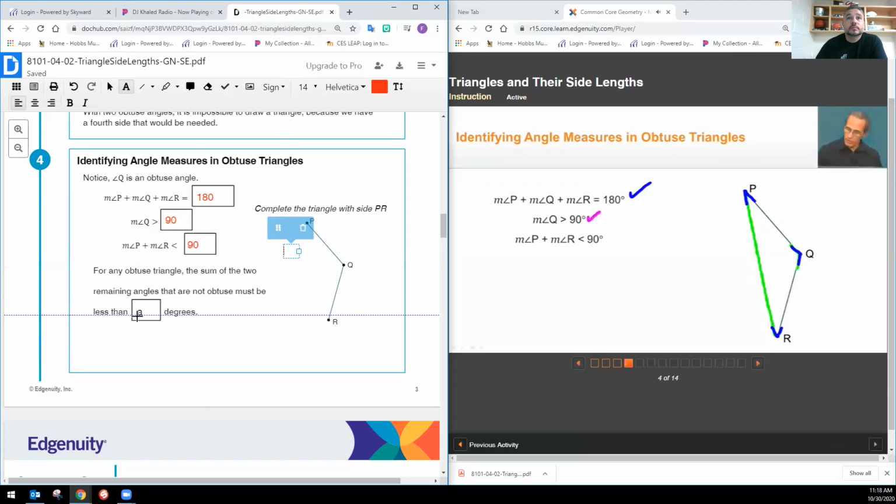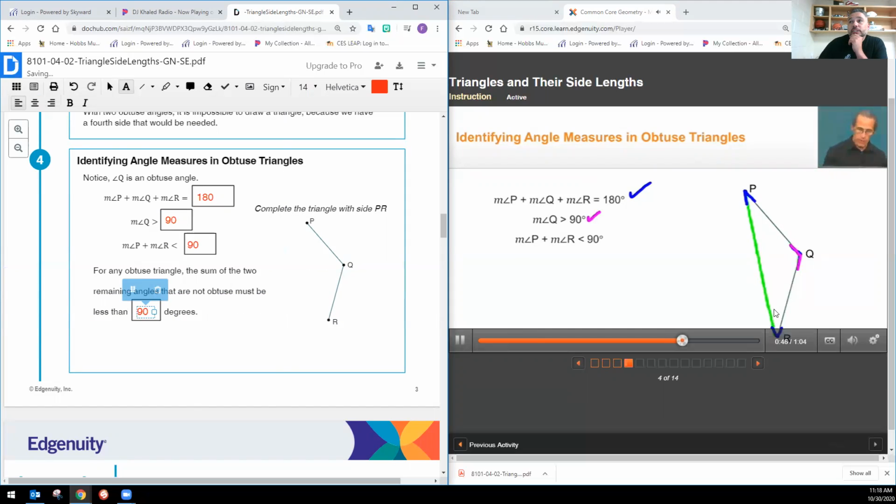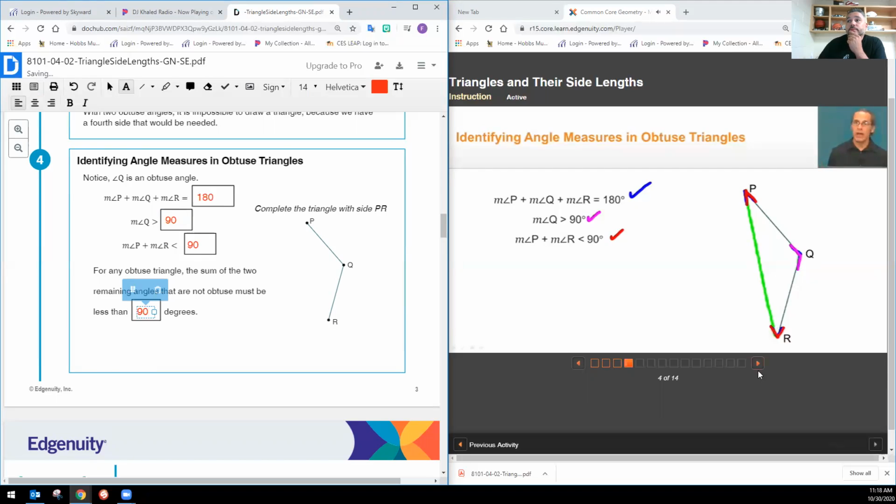Well, as we noted, the measure of angle Q, this obtuse angle, is greater than 90 degrees. Now think about this just for a second. If we know that the sum of the measures of the triangle must be 180, that means the sum of the remaining 2 angles, this one and this one, angle R, must therefore be less than 90 degrees. And so we can now generalize and say for any obtuse triangle, the sum of the 2 remaining angles that are not obtuse must be less than 90 degrees, and not equal to 90 degrees. If it's 90 degrees, it'll be a right triangle. So if the obtuse angle is 91 degrees, then the other 2 have to total 89.